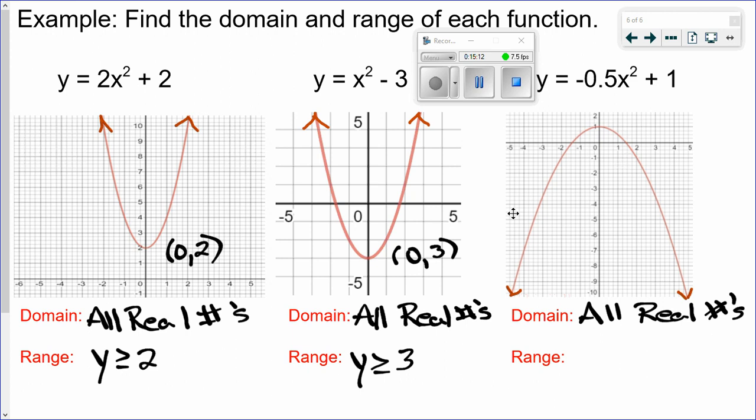Well, what if we have a downward opening parabola? If you look at this function, the a value is negative 0.5, so it's opening downwards. So in this case, all of our y values are down here. All of the y values are below 1. So in a downward facing one, you would say the y values are all less than or equal to 1.